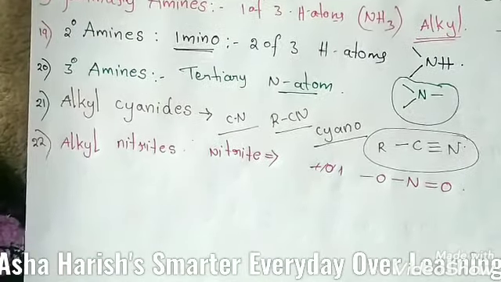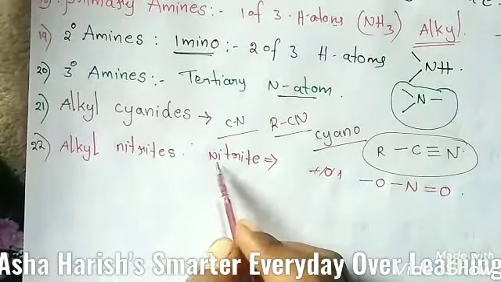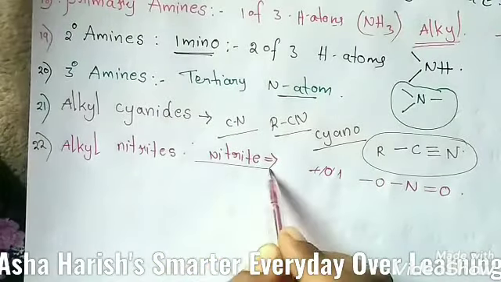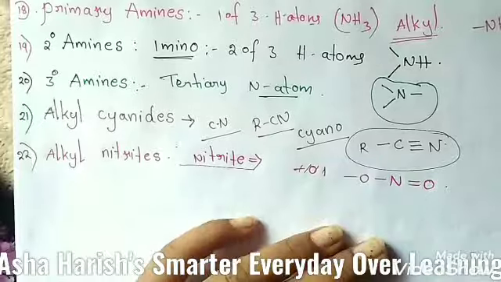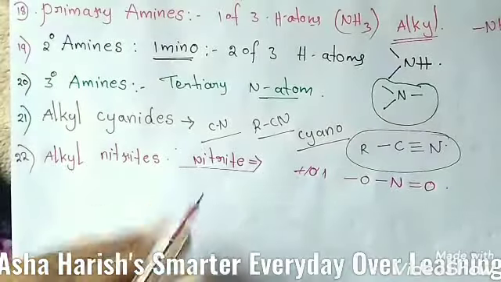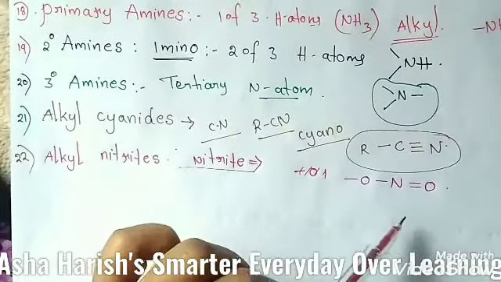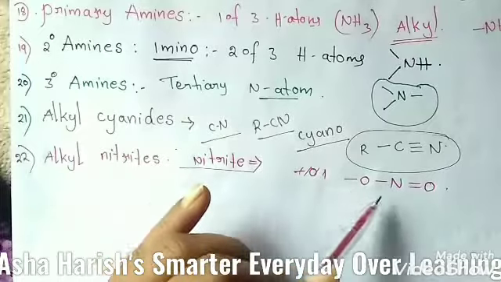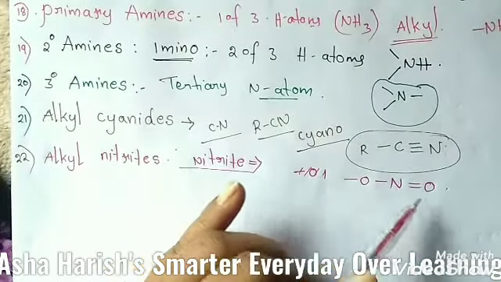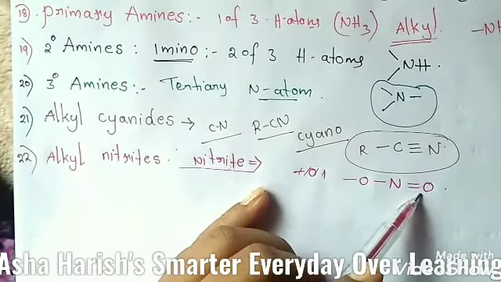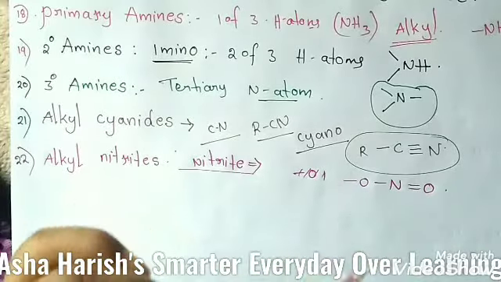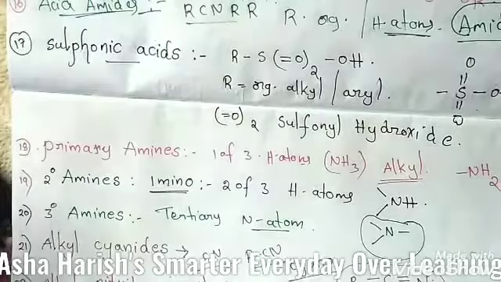And the last one is about alkyl nitrites. Here the name of the functional group should be nitrite. Nitrite is the name of the functional group here, and the structure of this functional group should be O, single bond N, double bond O. Okay, and okay students, these are about the class of the organic compounds and what are the names of the functional groups and what are the structures of the functional groups.